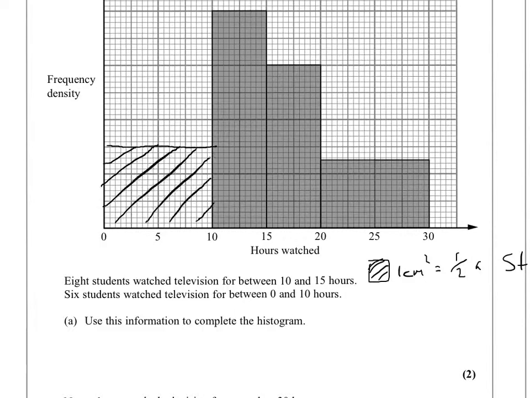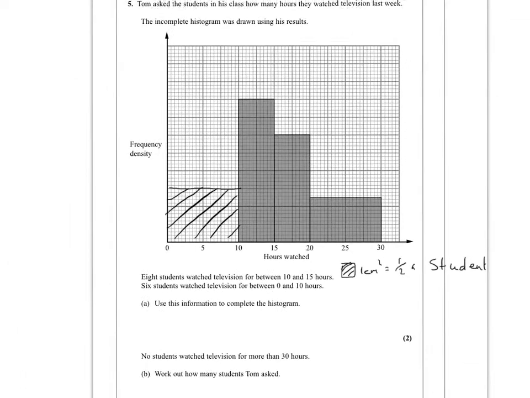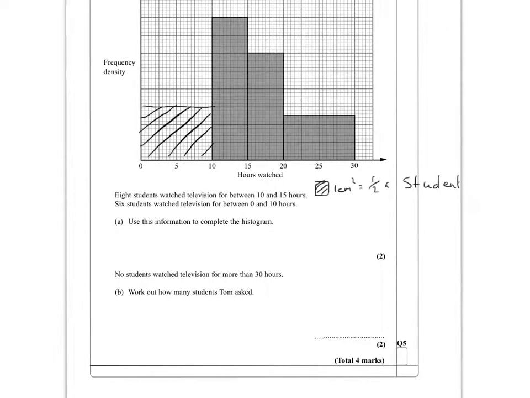So those 2 marks from question A. If we now look at question B, this one's slightly unusual, but it's not that difficult. No students watched television for more than 30 hours. All that's telling us is that everybody that he asked has been captured by this histogram. Work out how many students he asked.